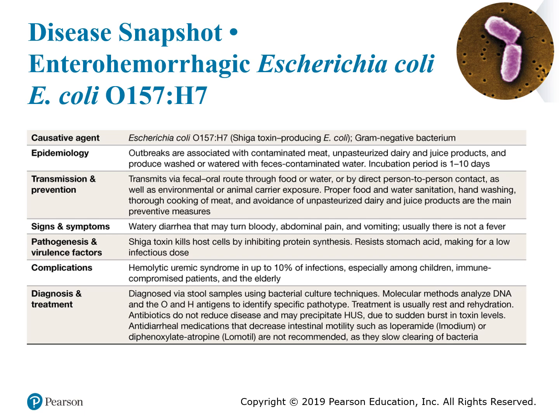And so it can actually take 1 to 10 days for this organism to incubate and actually start to cause issues with that toxin production. And so that toxin will actually kill the host cells by inhibiting protein synthesis, and it's able to resist stomach acid, which makes it more pathogenic, or able to survive to actually start causing problems. And it can cause the hemolytic uremic syndrome, especially in children or immunocompromised and elderly patients.